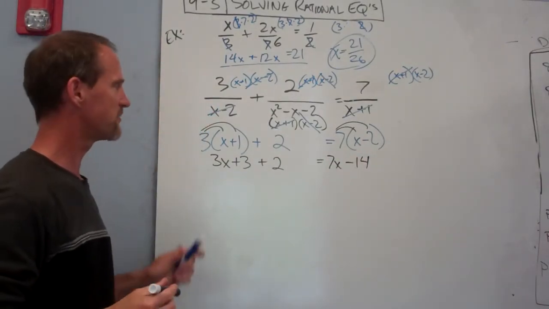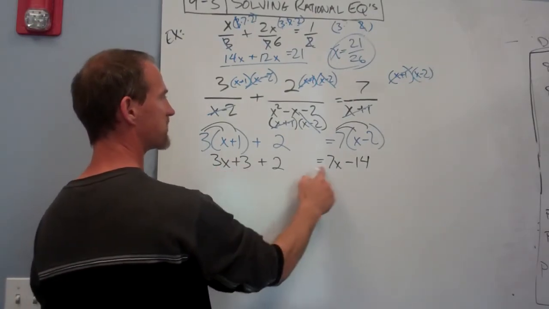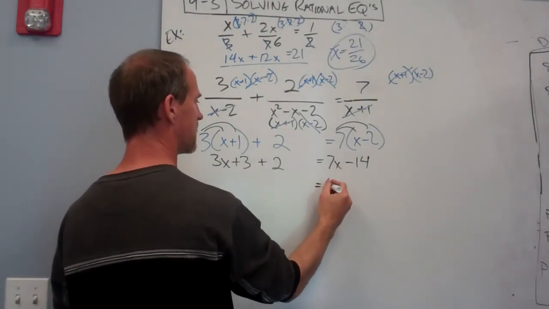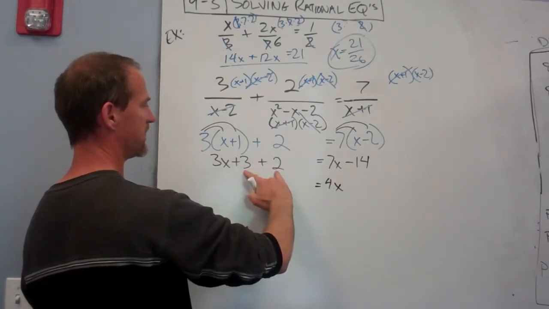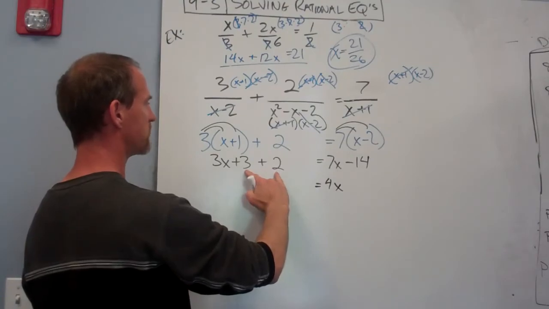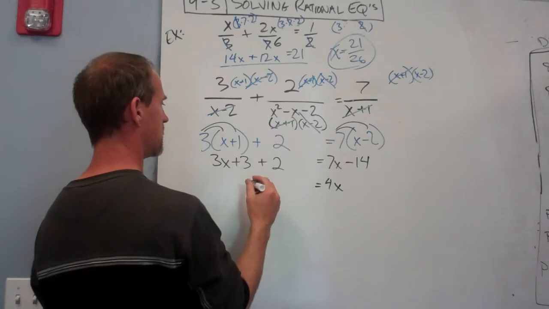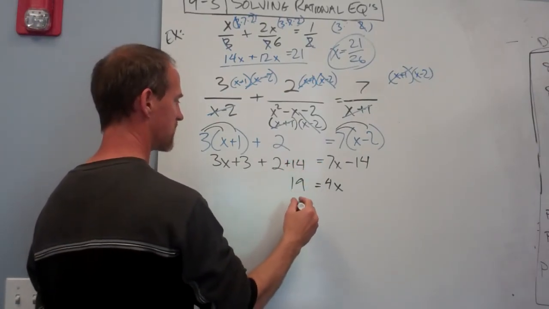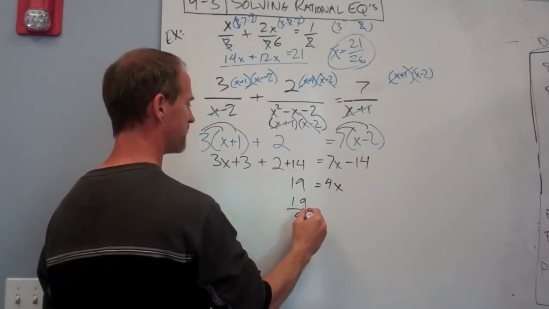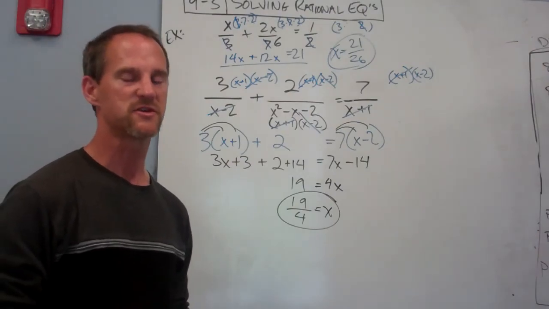Just make sure you gather up your x's and your numbers. Subtract 3x from both sides and I get 4x. Add 14 to my 2 and 3, which make 5, and I get 19. So 19 divided by 4 equals x. Okay? Check that out, see if that's the correct solution.